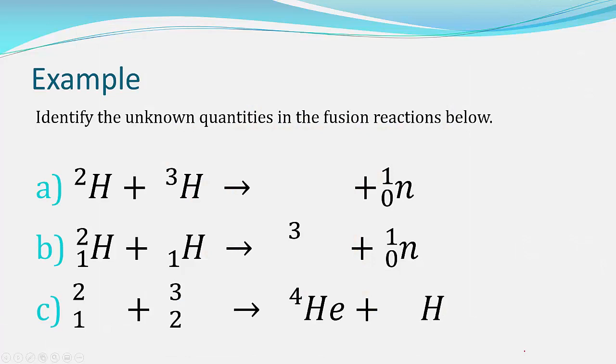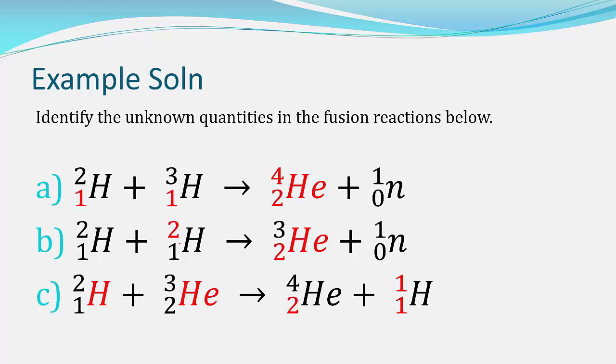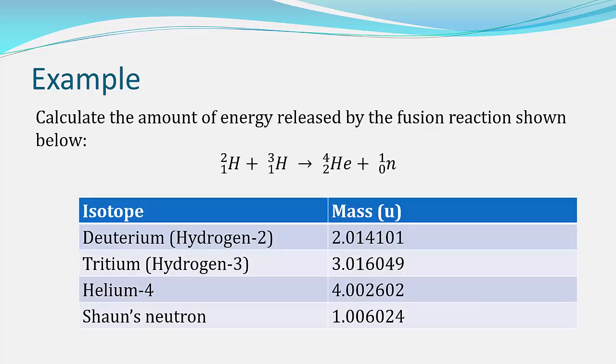What I want you to do first, just the same as you did with the fission reactions, is find all the unknown quantities in these reactions. And the final calculation for this presentation, much the same as you've done for fission reactions, is to calculate the amount of energy released by the fusion reaction. It is the exact same process. You find the difference in mass and you calculate the energy that corresponds to that missing mass.